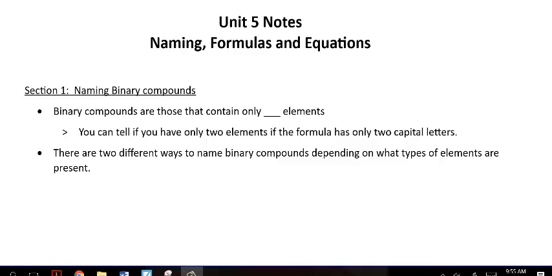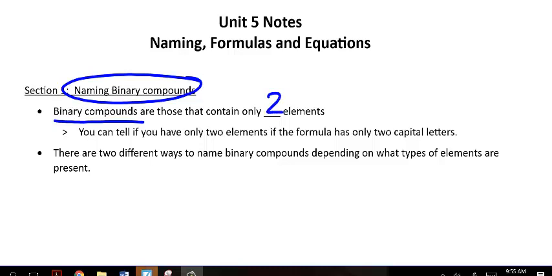This is Unit 5, Lesson 1, and it's Section 1 of your notes, and we're going to be talking all about naming binary compounds in this section. And so we first have to define what a binary compound is. Binary compounds are those that contain only two elements. So no more, no less, two elements.